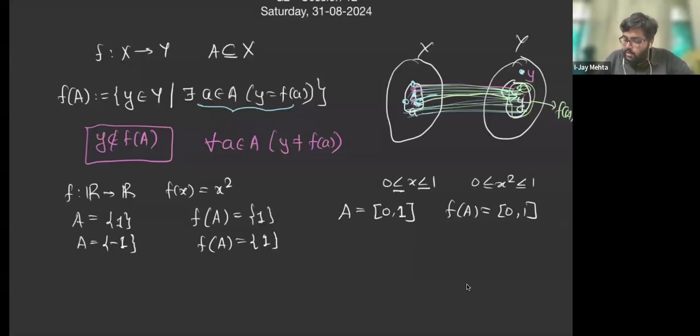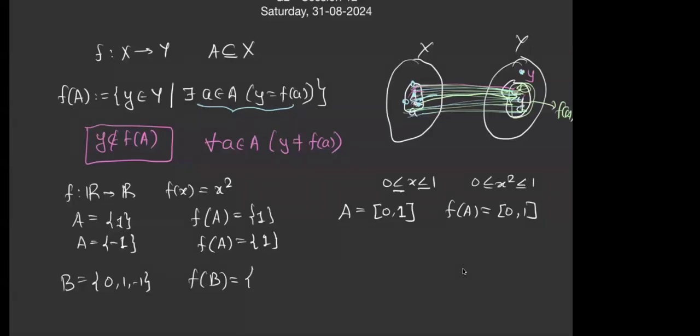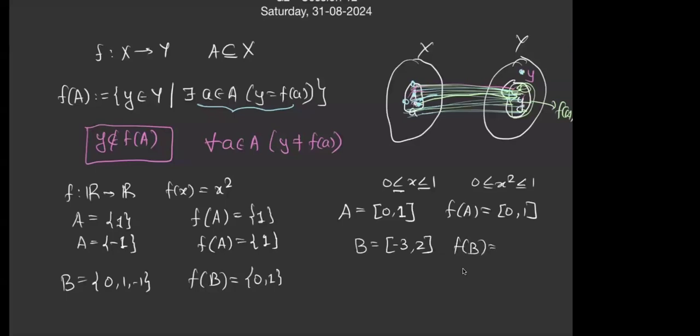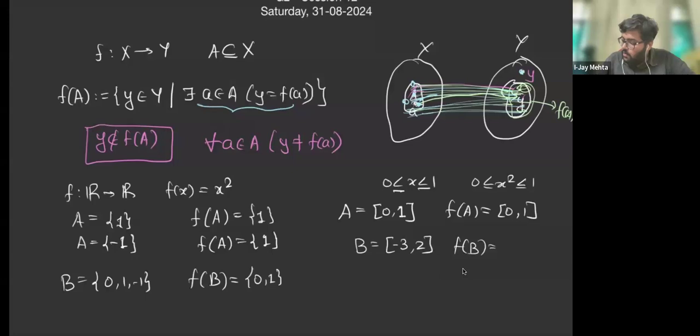Now if I take some set, let's say B equals 0, 1, minus 1. What is f of B? f is x square, right? We did this yesterday, no? 0, 1. And if I take B equals, say, minus 3 to 2, then what is f of B? 0 to 3. Okay.